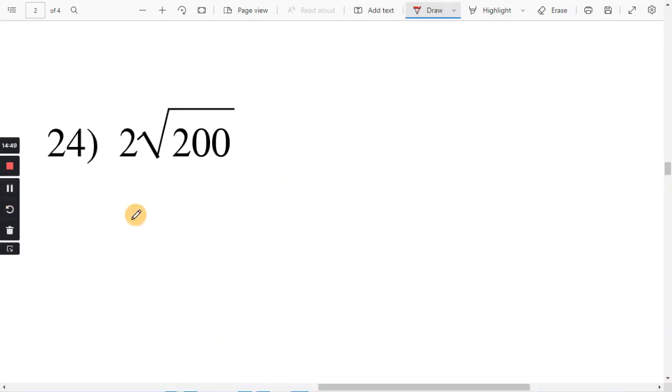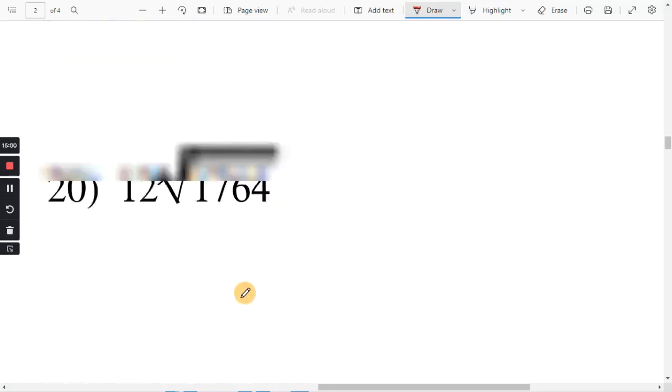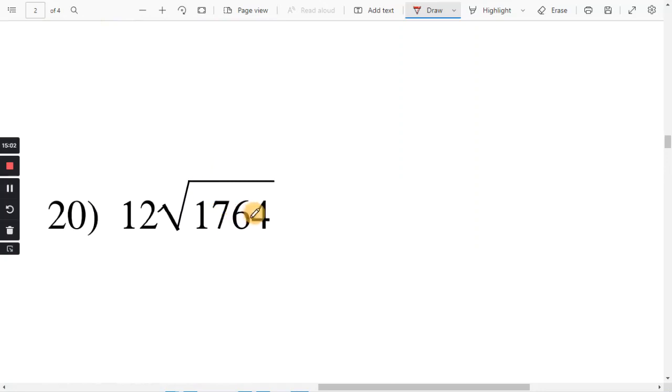All right, so just some quick hints. 200 is divisible by 100. 2,535 is divisible by 5. You can start by dividing by 5. 1764. I know 64 is divisible by 4. You can start with that. Or you can start by dividing by 2. It's an even number.